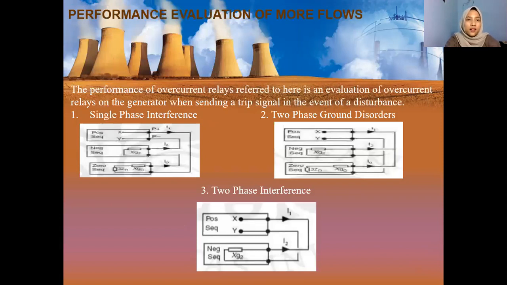And the next, point 4, performance evaluation of overcurrent relay. The performance of the overcurrent relay referred to here is an evaluation of the overcurrent relays on the generator when setting a trip signal in the event of disturbances.